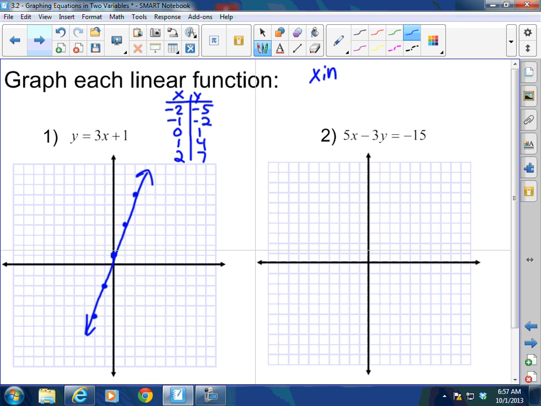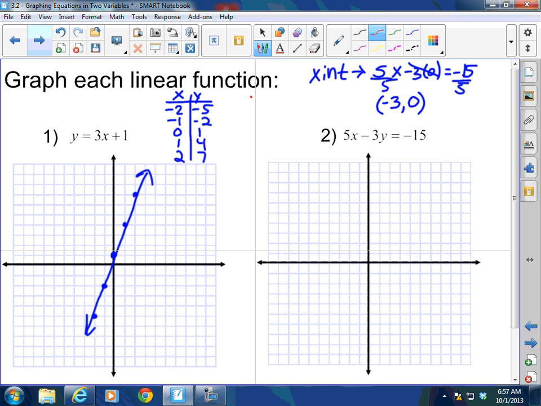My x-intercept is the x value when y is 0. So I've got 5x minus 3 times 0 equals -15. -3 times 0 cancels out. Divide by 5. So I have x is going to equal -3. So I have x equals -3 when y is 0.